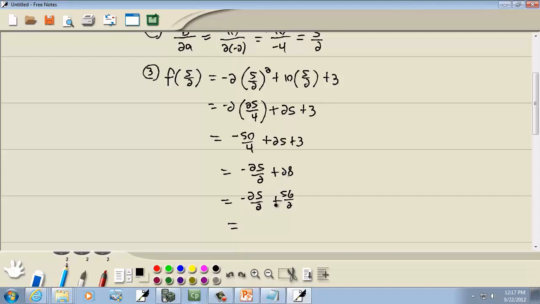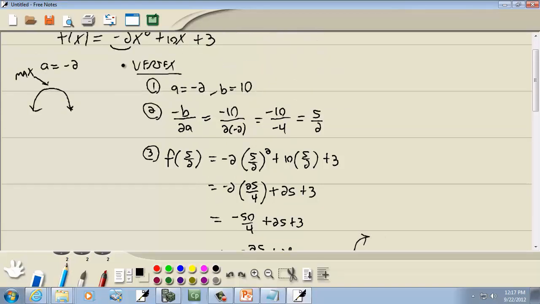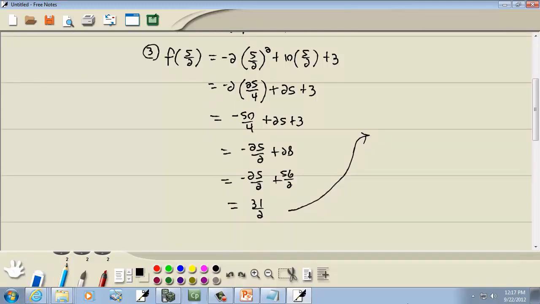Combine these together, and 31? Yeah, 31 halves. Now we said that our graph, what did we say our graph does? Okay, our graph opens down, which means we'll have a max. So our max is 31 halves, and sometimes they'll write where it occurs. It occurs at x is equal to 5 halves.